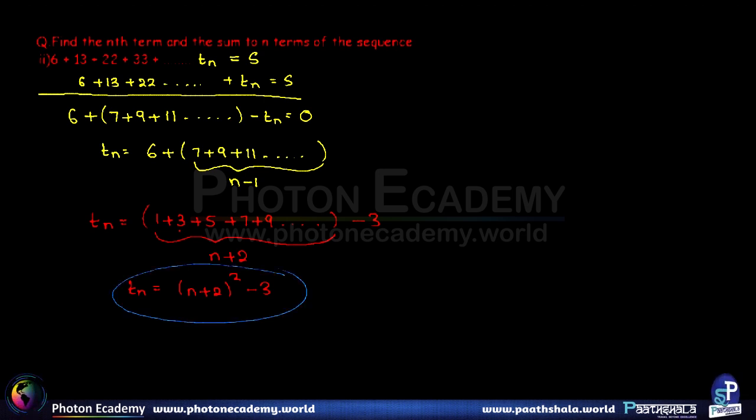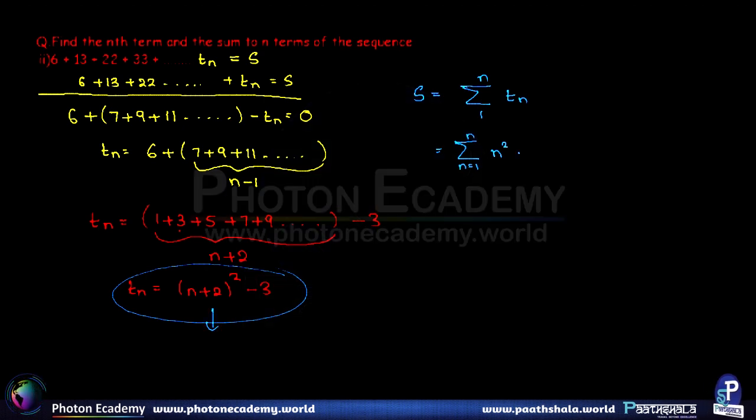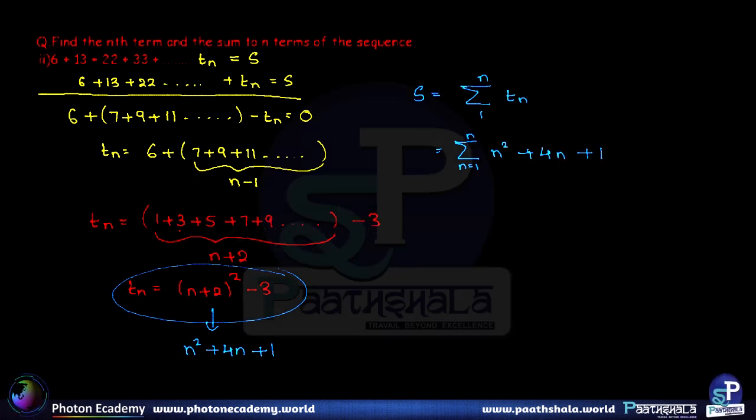Now to write the sum of all of these terms, it will become summation of Tn, n goes from 1 to n. And we already know the value of Tn, right? It is n square. Okay, from here we can calculate it. It is n square plus 4n, and then 4 minus 3 is 1, so it is plus 1. Okay, so it is n square plus 4n plus 1.